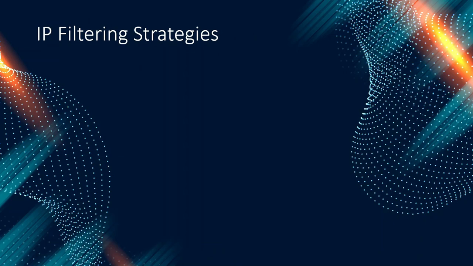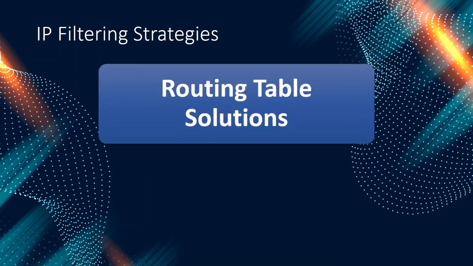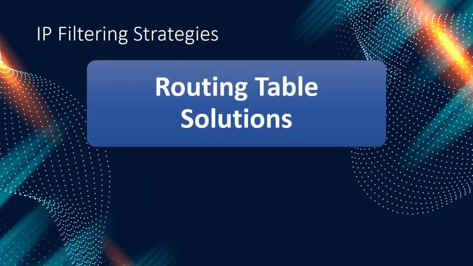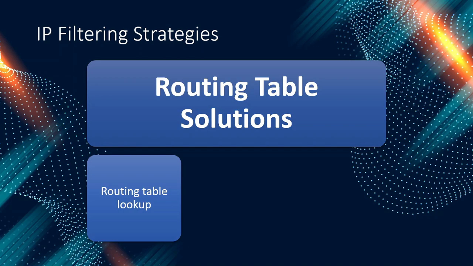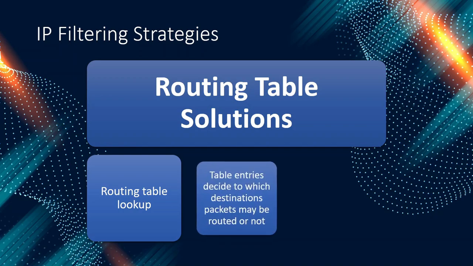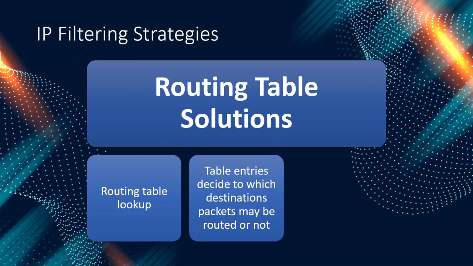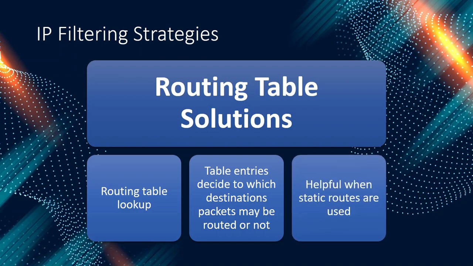Now I'm going to discuss the IP filtering strategies that are widely used. First comes the routing table solutions. In this schema, the decision to route or drop a packet is based on the routing table lookup. The table entries itself define to which destination packets are routed. As stated in previous slides, this routing table is present in the router itself. So by carefully modifying them, we can implement IP filtering. However, this is helpful just when the routes are static.